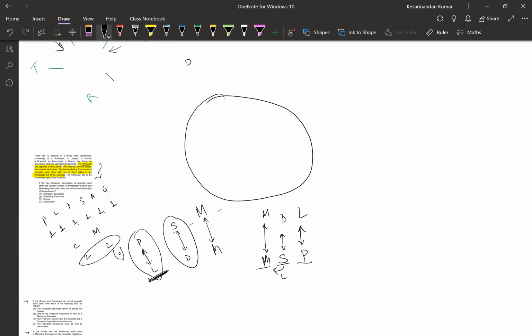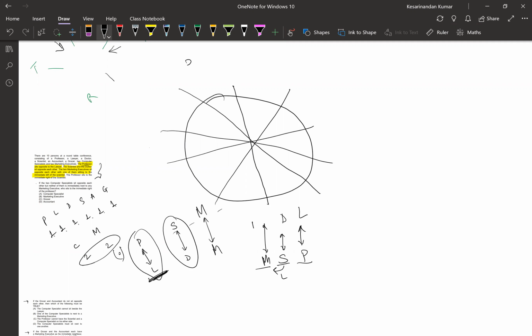Let's draw it. We have this. 5 basically is what you will have to draw. 3. This is the 4th one. Draw one more, the 5th one. Okay. So let's start with S because that is where it is linked. So opposite S, who is there? Doctor.